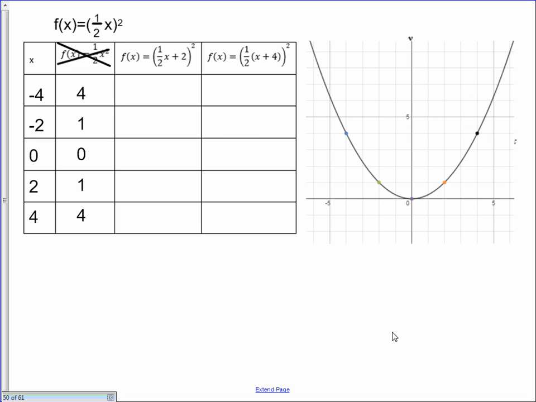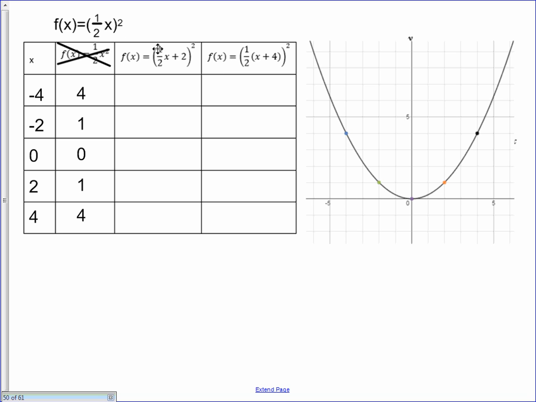Okay, so I plugged those x values into the function. Here are the outputs I got. So -4, when I plug it in, I do 1/2 times -4, so that's -2, and then square it, and I get 4. So that's how I went about getting all of these y values. And then I plotted those points. You can see them on my graph here, and I connected them to get this graph. Okay, we don't have anything else we can do, nothing to compare it to yet. So let's go ahead and do the same thing with this function.